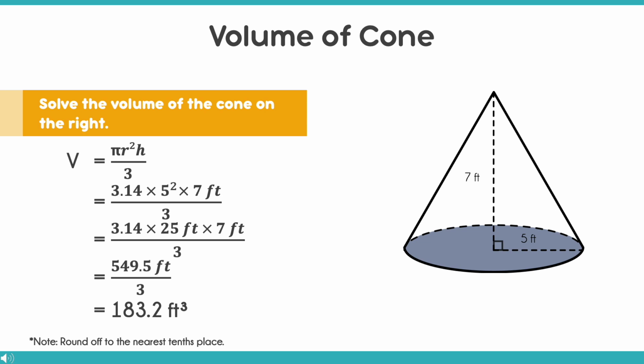Again, solve first the radius. 5 times 5 equals 25. So, 3.14 times 25 feet times 7 feet over 3. Then, we get 549.5 feet over 3. And our final answer will be 183.2 cubic feet.